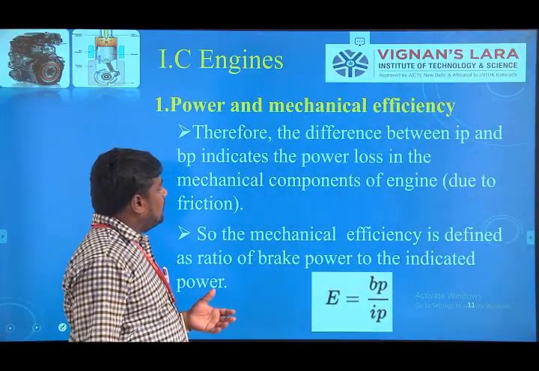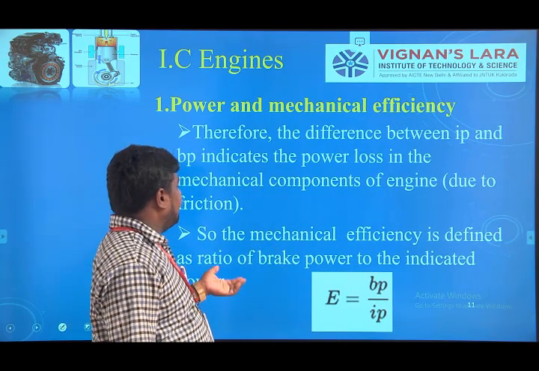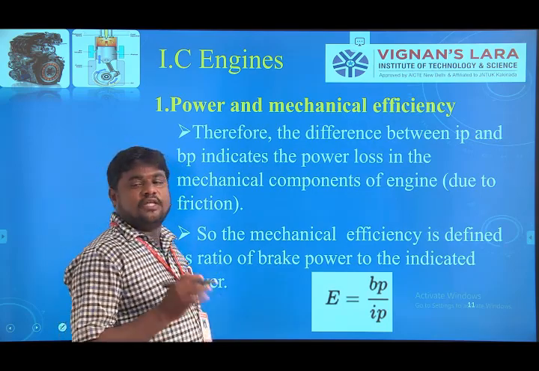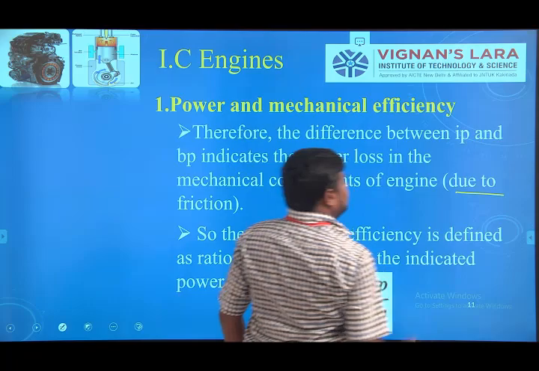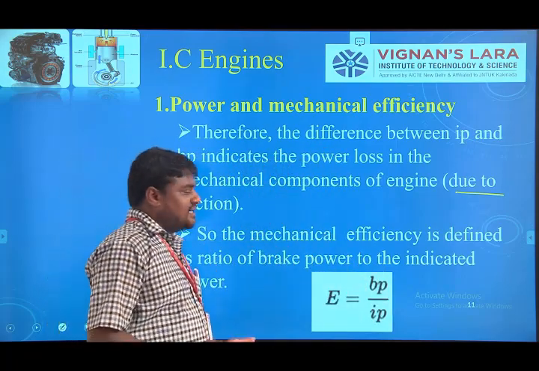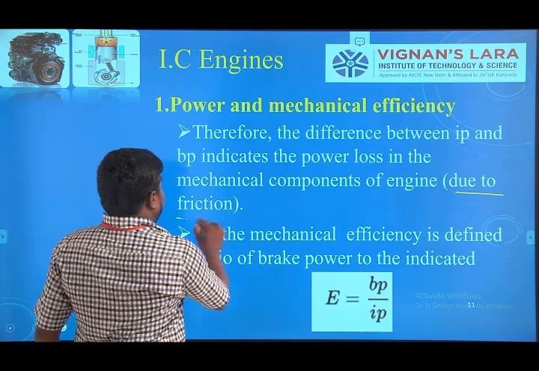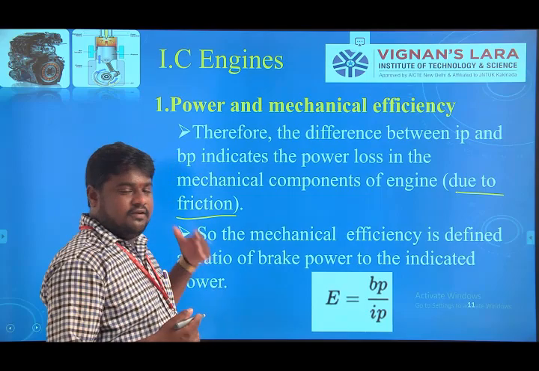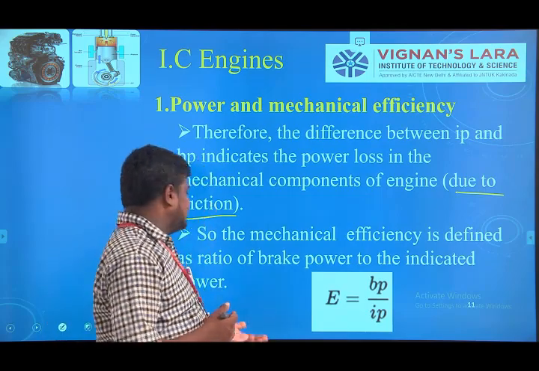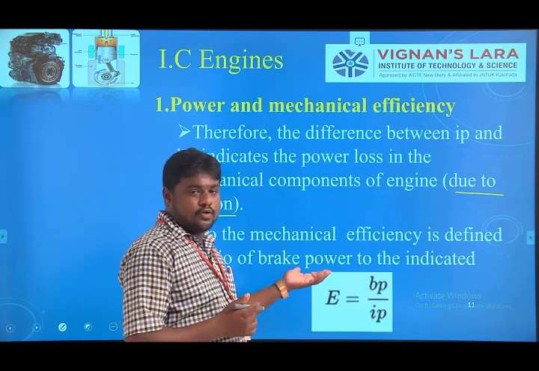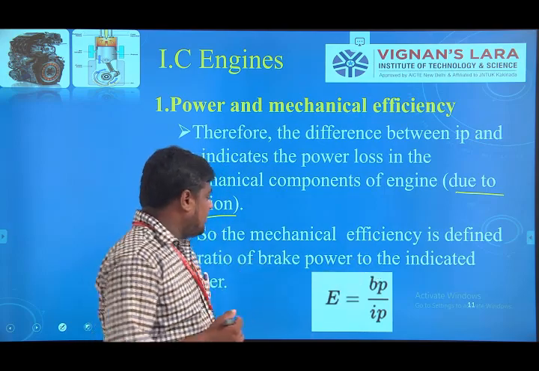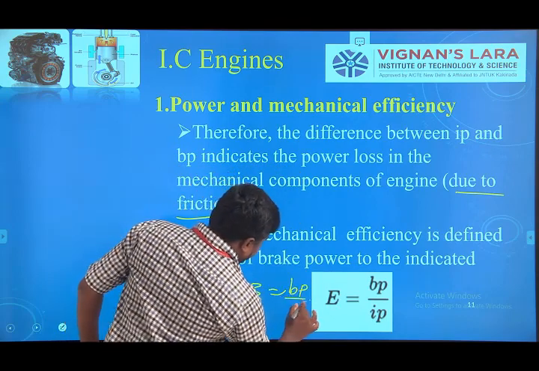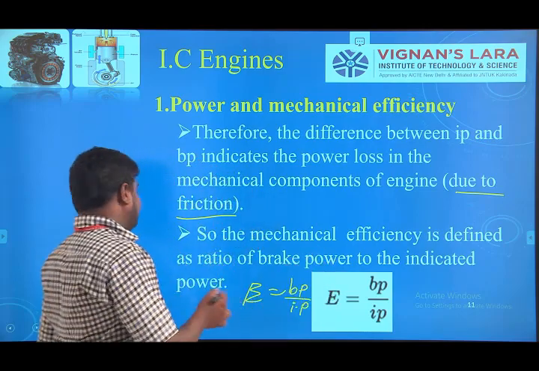Therefore, the difference between indicated power and brake power is the power losses in the mechanical components of the engine due to friction. So the losses will be there, that is, the friction losses. The mechanical efficiency is defined as the ratio of brake power to indicated power, that is, E equals brake power by indicated power.